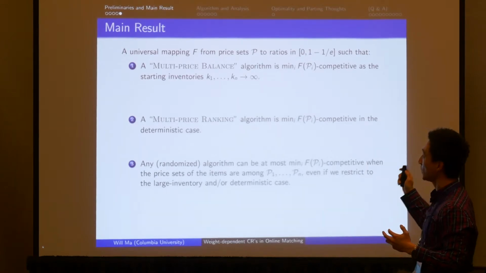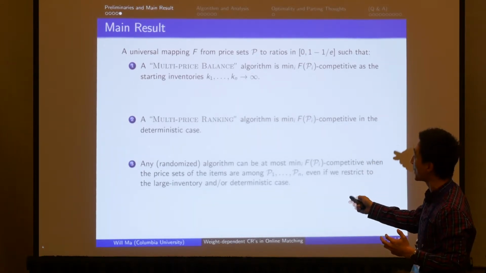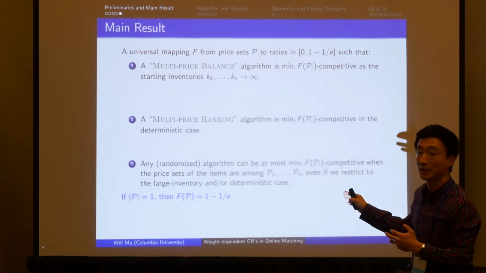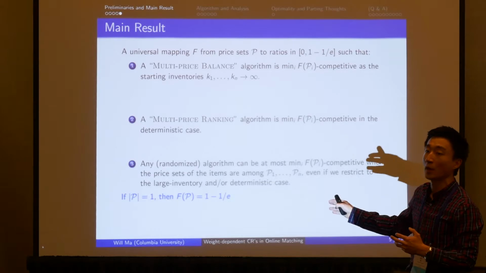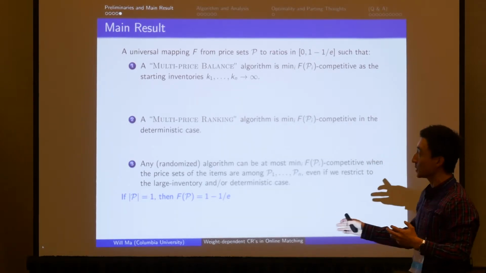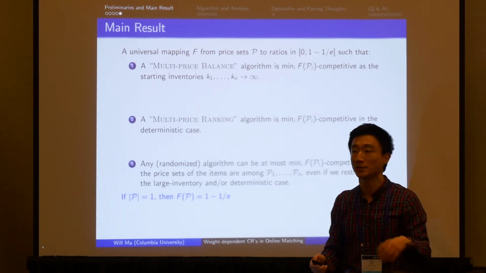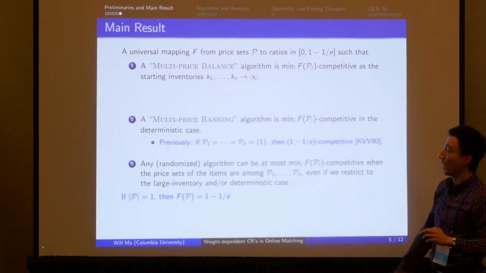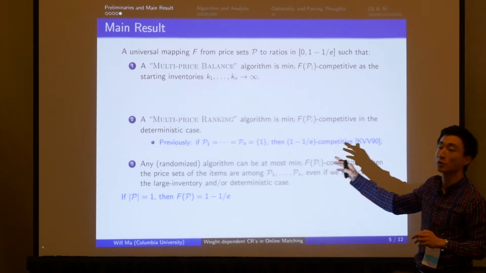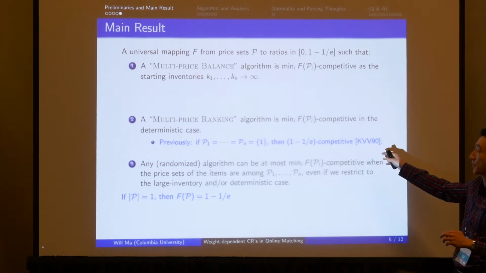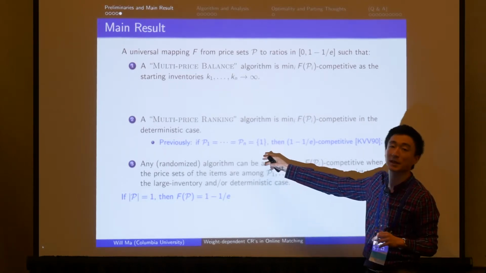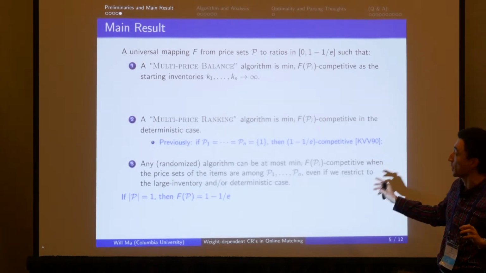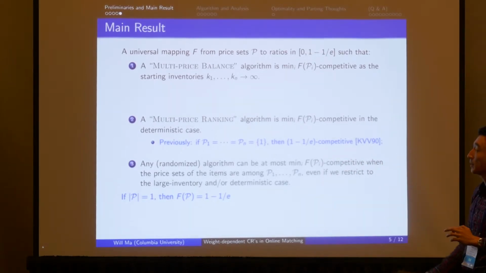Okay, so maybe this will make more sense if I put it into the perspective of existing results. A key thing to know is that if the cardinality of P is a singleton, then F of P is 1 minus 1 over e. So let's suppose all of the price sets are singletons. Each item has a single price. Let's look at the multi-price ranking algorithm. It was previously shown, in the first online matching paper by Vazirani in 1990, that if all the price sets are just the same, so this is the unweighted setting, every item has a price of 1, then we can be 1 minus 1 over e competitive.